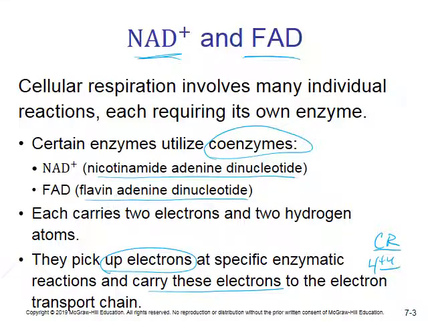They're going to pick up electrons and some hydrogens that we'll see as we walk through the steps of cellular respiration. And these ultimately come from your diet. The precursors for both of these coenzymes come from vitamins. This is B3 and this is vitamin B2.